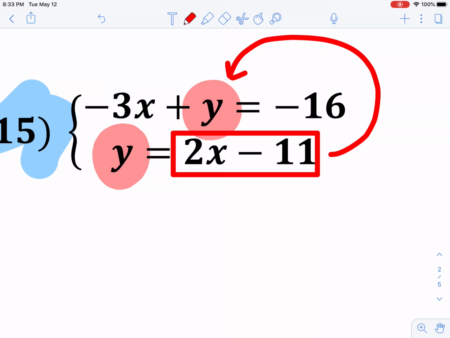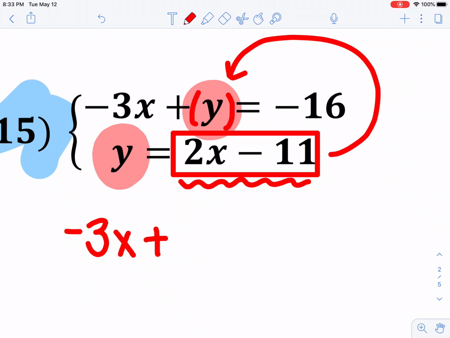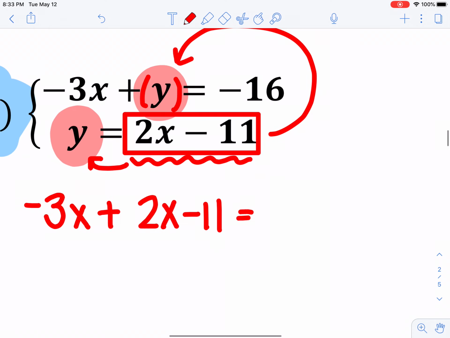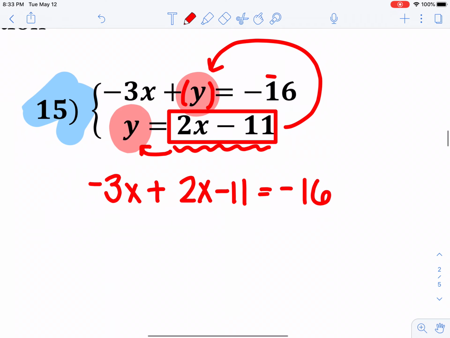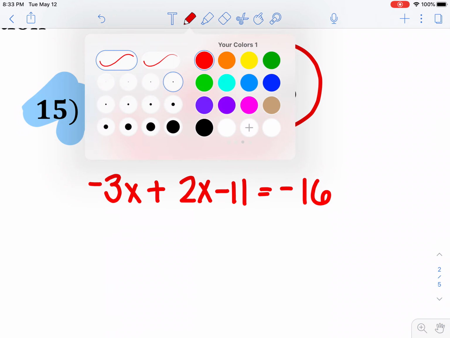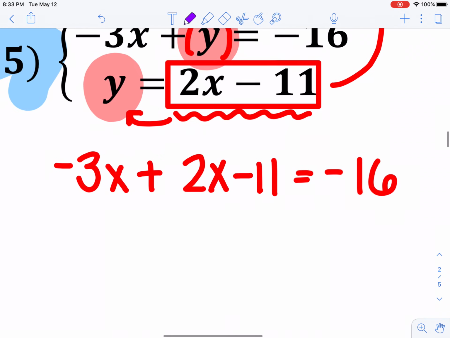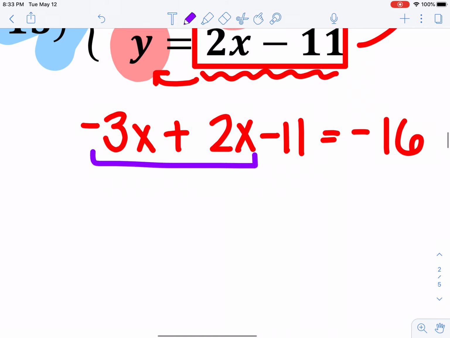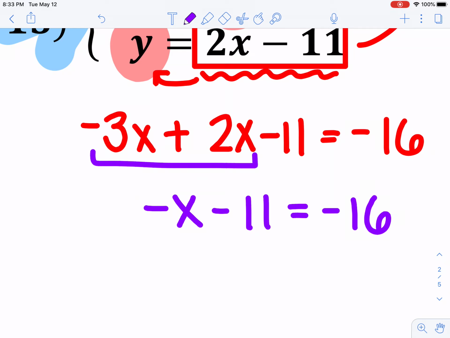I'm going to rewrite the first equation, negative 3x plus, instead of writing y, I'm going to replace it with this entire thing, 2x minus 11, because that is what y is equivalent to, equals negative 16. I just finished writing out that first equation, and now I'm going to solve. Negative 3x and 2x is negative x, minus 11 equals negative 16.